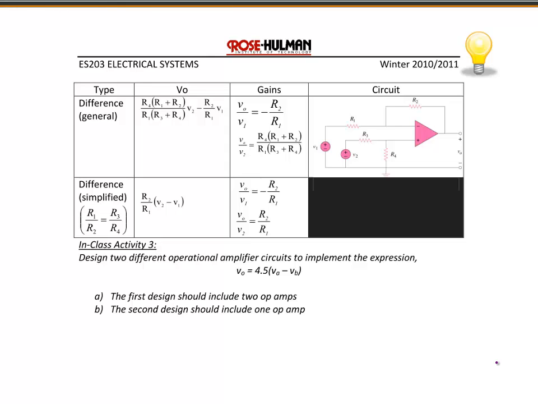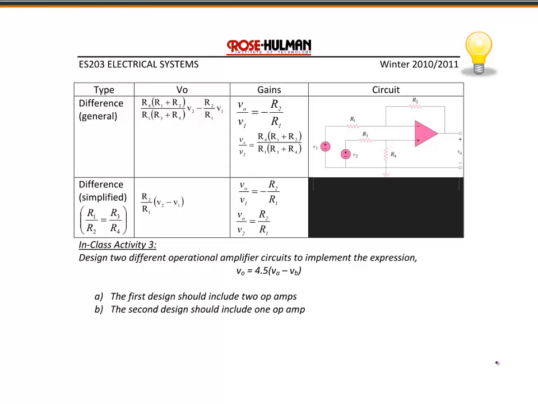There are a couple of special cases. One of them is that if the ratio of R2 over R1 is equal to R4 over R3, then this difference amplifier becomes R2 over R1 times (V2 minus V1). Now this is a pure difference amplifier because now when V2 equals V1, the output is actually 0. And if R2 over R1 is equal to R3 over R4, and those values are all the same resistance, this is purely a difference amplifier with no gain, V2 minus V1.